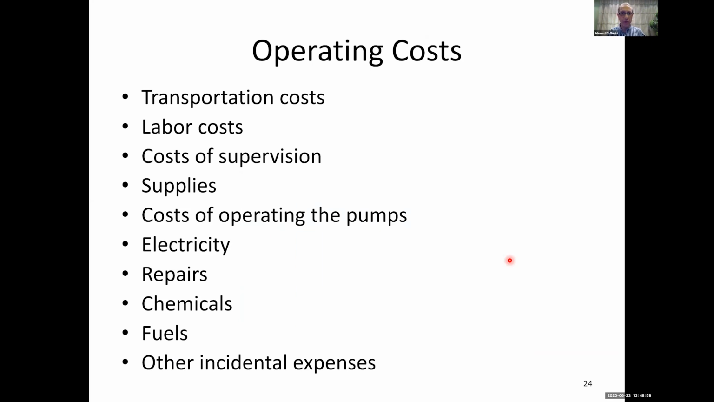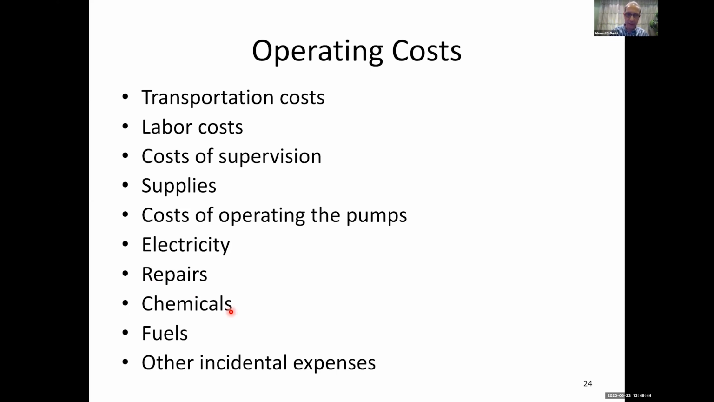Example for operating costs. Operating costs include transportation costs, labor costs, so salaries. All of our costs are actually under operating cost. Cost of supervision, supplies like catering and supplies for the well, for the facility to survive. Costs of operating the pumps, whether they are downhole pumps or surface pumps. The pump itself is Capex, but the cost to operate the pump, like fuel, will be Opex. Electricity, repairs, chemicals, and we use a lot of chemicals in our oil fields.